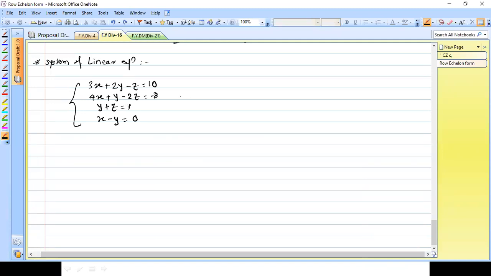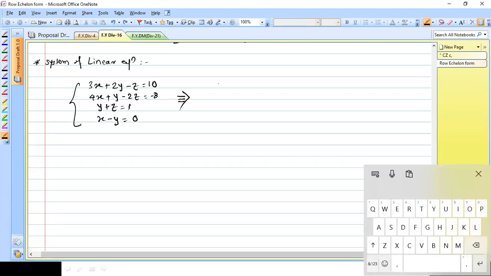So I'm going to write this system in terms of x, y, z. We have 3x plus 2y minus z is equal to 10. Then 4x plus y minus 2z is equal to minus 8, as it is. Here in the third equation we don't have x. Can someone tell me how I can write down the third equation? 0x plus y plus z is equal to 1. Very good. What about this? x minus y plus 0z is equal to 0.